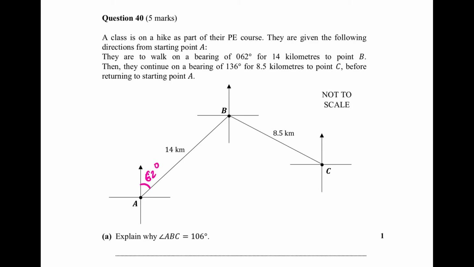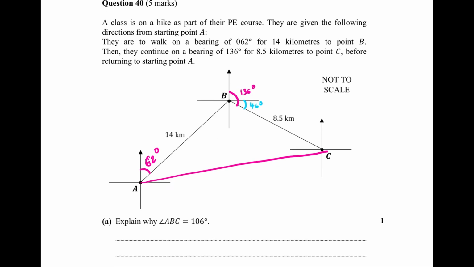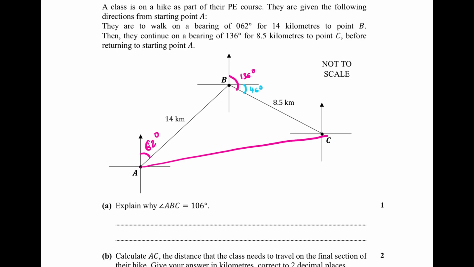They then continue on a bearing of 136 degrees. So that here is 136. Or we could say this one here is 46 degrees. They then continue to point C before returning back to point A. Explain why angle ABC is equal to 106. ABC, this one here, is equal to 106.